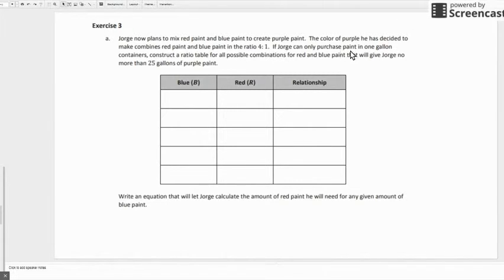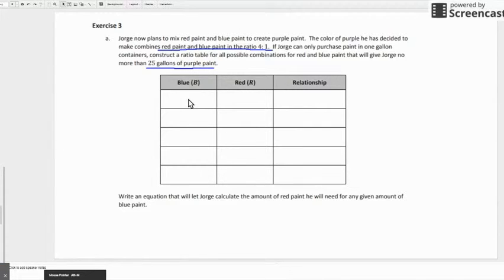If George can only purchase paint in 1-gallon containers, construct the ratio table for all possible combinations of red and blue paint that will give George no more than 25 gallons of purple paint. All right, so let's underline some important information. So we're using red and blue at a 4-to-1 ratio. We don't want any more than 25 gallons of purple paint. That's pretty much all the important pieces of information.